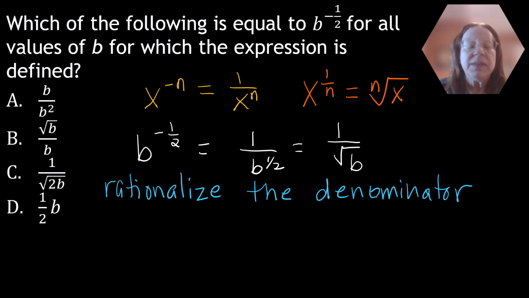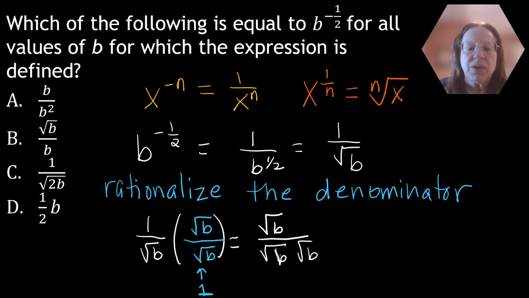So now that doesn't look like any of the answers, so we need to rationalize the denominator, meaning we can't have any kind of root in the denominator. So we're going to multiply by a form of 1, the number 1, which is to take the denominator and multiply it by the square root of b, but also the numerator by the square root of b. So that's another form of 1.